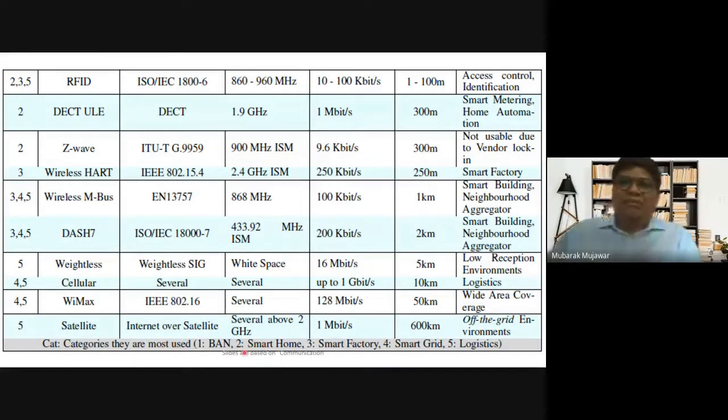When I say category 1, then it is for body area network or wearable devices. Category 2 is smart home. Category 3 is smart factory. Category 4 is smart grid. I'll talk about smart grids very shortly. And category 5 is logistics.